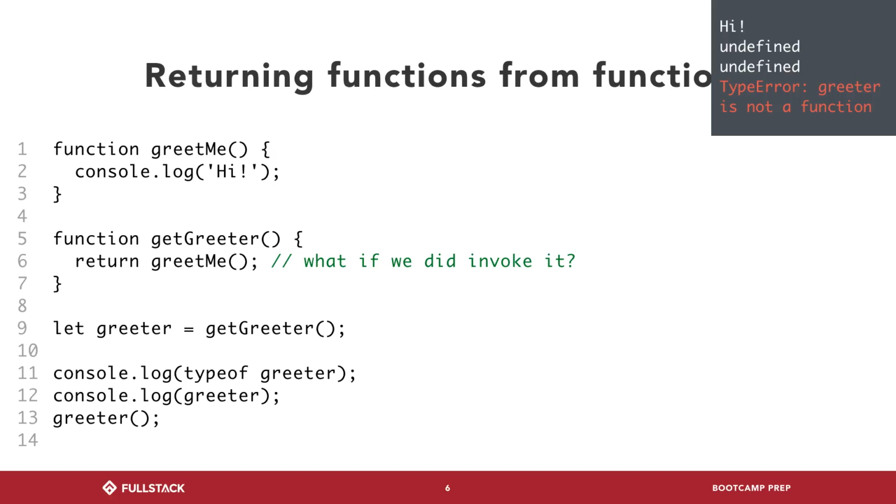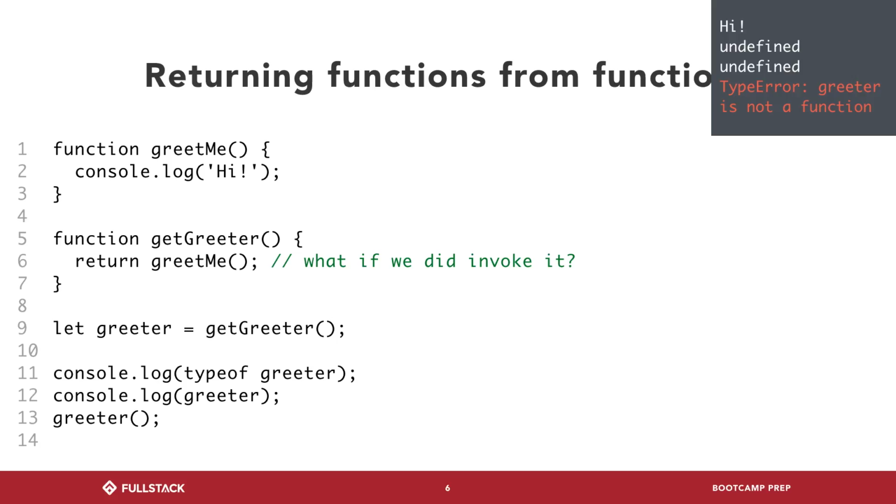We see hi. We see the undefined because we're console logging out what the type of undefined is. It's going to give back undefined. We then console log out what greeter actually is, which is undefined. And then you can't really see the text here, but when we try invoking greeter, we're going to get an error saying TypeError, greeter is not a function, which makes sense because greeter is undefined and we can't invoke an undefined.